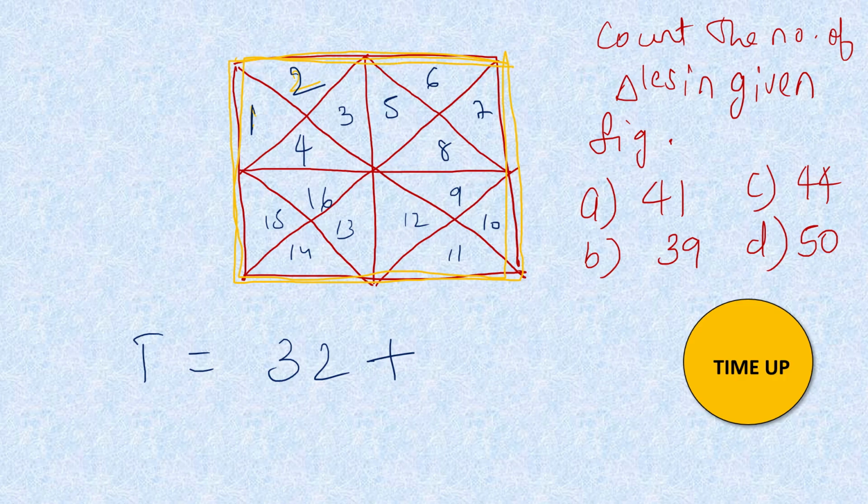So here how many triangles are there? One, two, three, and four. So 4 into 2 will be what? 8. Correct? So you'll write 8. Plus any other hidden triangles are there, check. Any other hidden triangles are present, check properly.